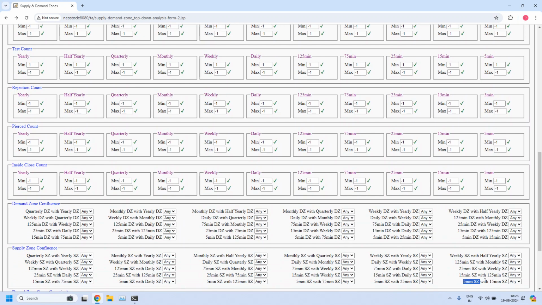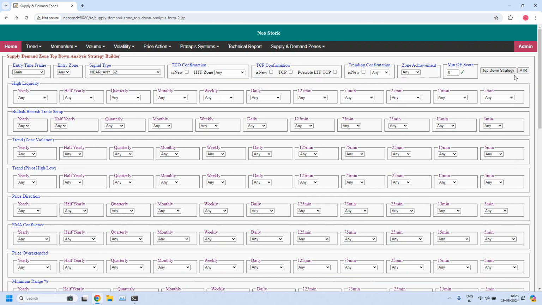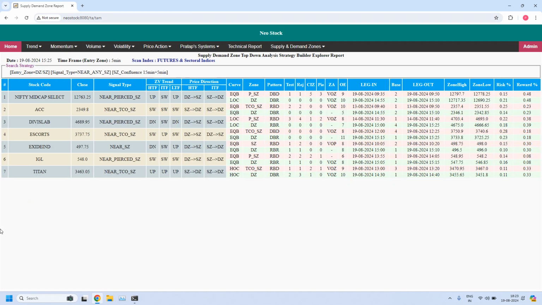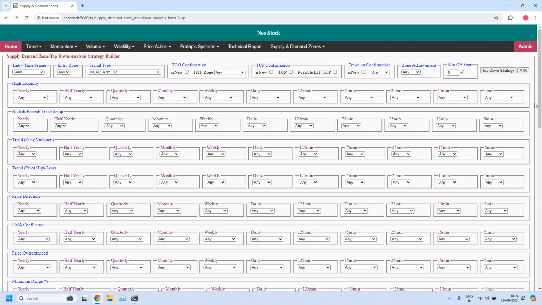So 5 minute supply zone with the 15 minute supply zone we have enabled, that is LTF and ITF confluence. So 7 stocks are filtered. Out of these 7, 4 zones are already pierced. Only 3 stocks are valid. But let us verify out of these how many are again having confluence with 75 minutes, that is HTF confluence in the supply zone.